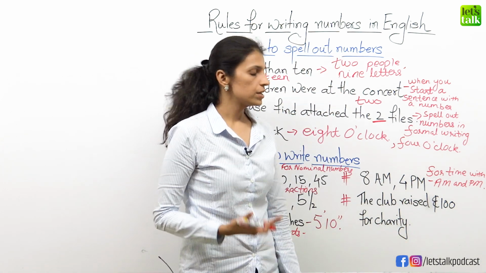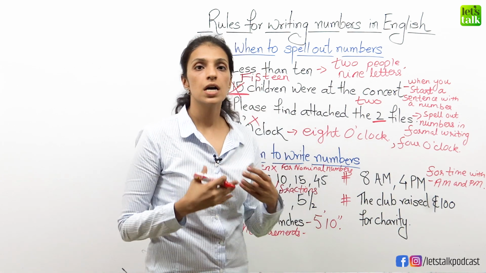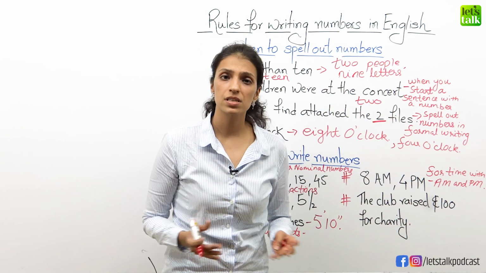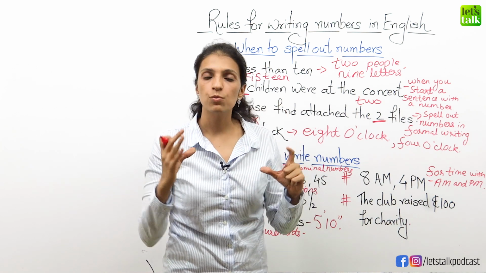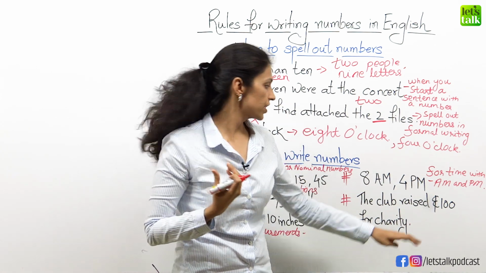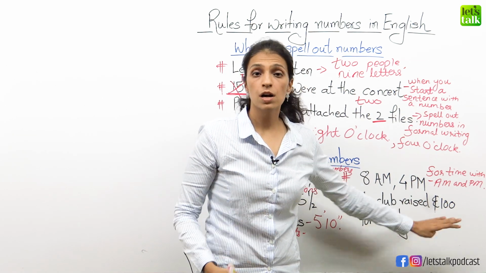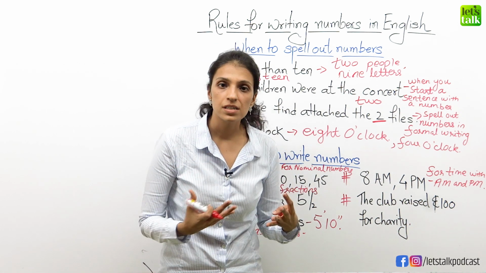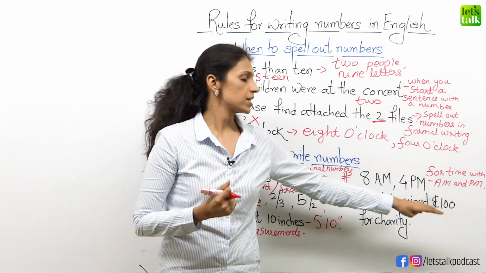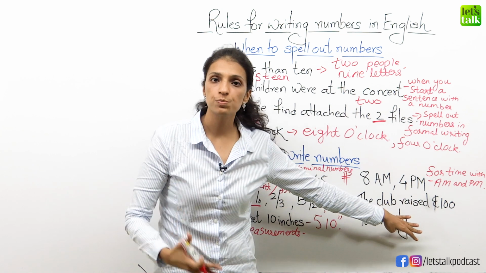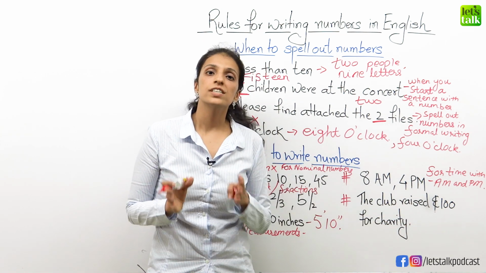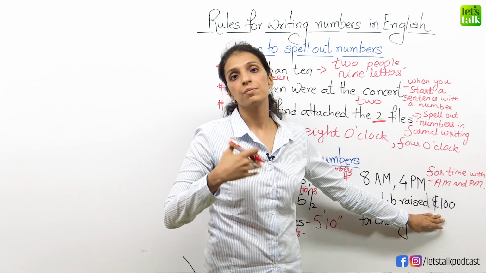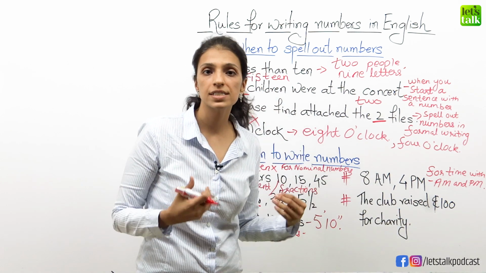Well, the next one is the club raised $100 for charity. Now we did learn that when you are writing formally, it is always better to spell it out, but you often see this in newspapers, internet, magazines, tabloids, when they have the heading or they have an article and they want to highlight a particular figure or a number, they always use the numerical form for 2 reasons. One is you save space, and second, it is easy for the readers to scan the information they need or to pick out the figures quickly.